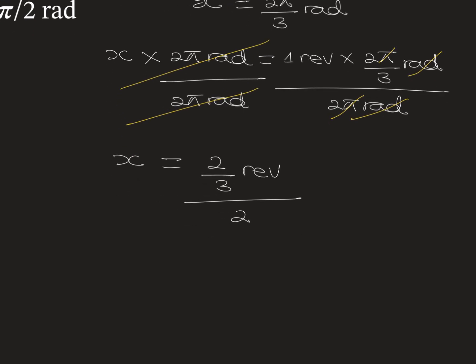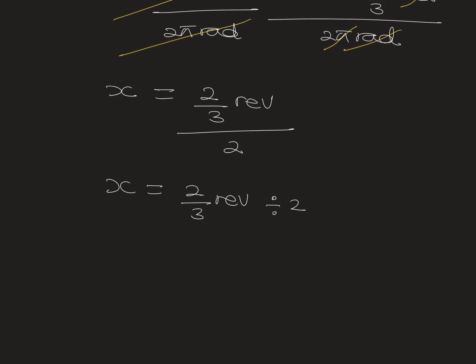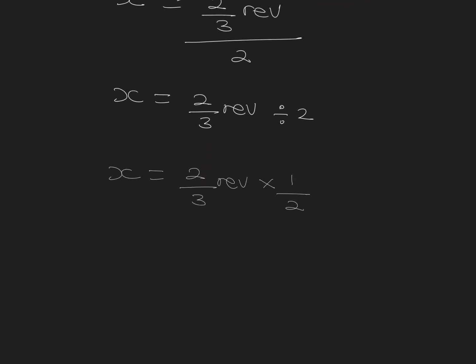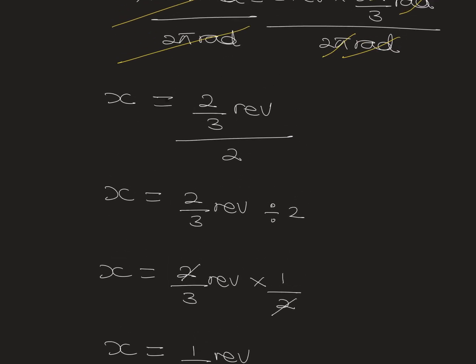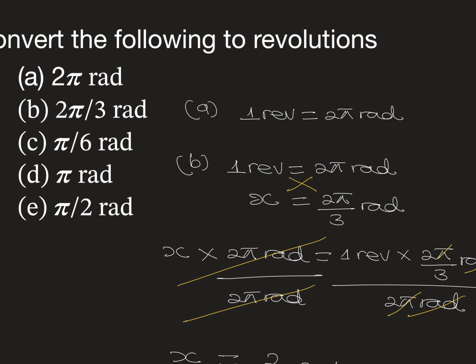So how do we solve that? x is equal to 2 over 3 rev divided by 2. We can write it this way. So which means x will be equal to 2 over 3 rev times 1 over 2. So if that is the case, this will cancel this. So therefore x is equal to 1 over 3 rev, right? That is the answer for question B.